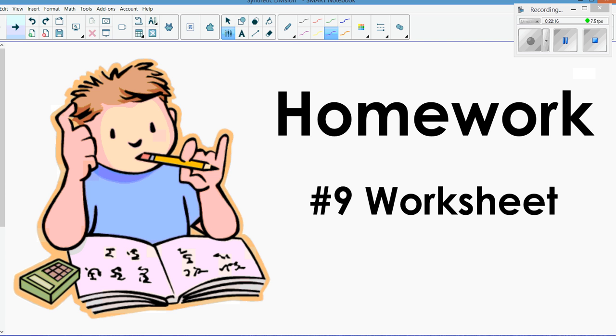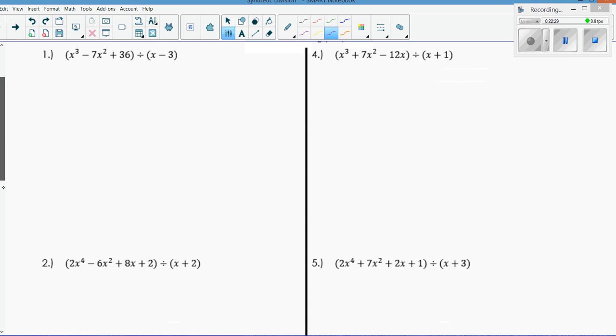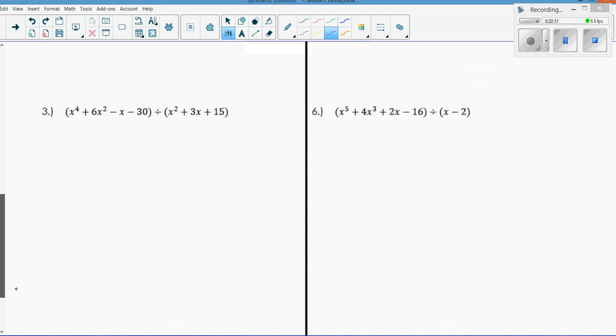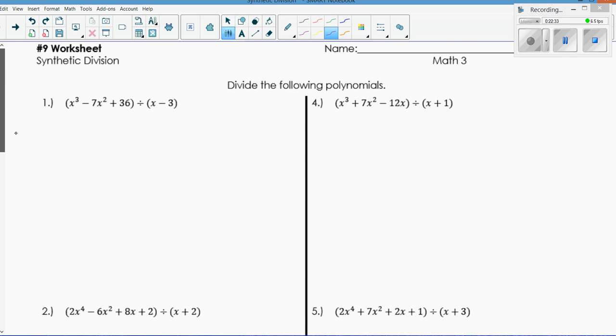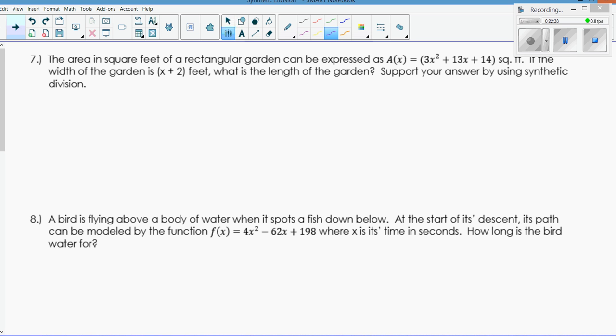Okay, there's a mixture in your homework tonight, so your homework is number 9 worksheet. In a second, you're going to get up and show the sub that you finished the notes so that you can get the homework. Okay, here's your homework. There are 1, 2, 3, 4, 5, 6 problems where you're going back and forth between choosing synthetic division versus long division. So just make sure you're paying attention to the question before you start.